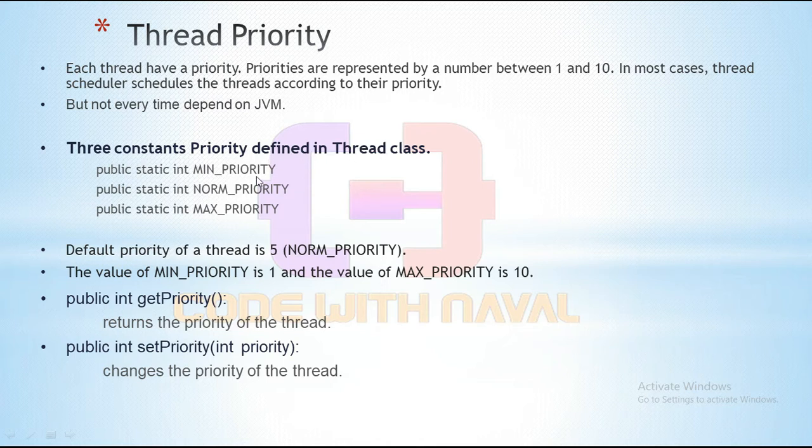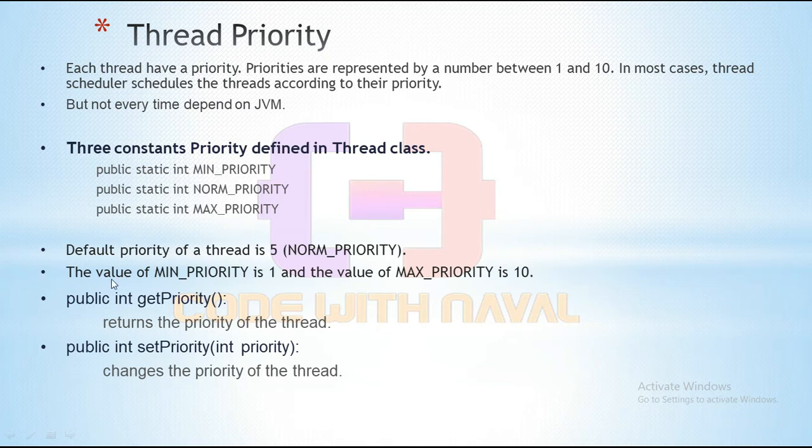First one is MIN_PRIORITY, then NORM_PRIORITY, and then MAX_PRIORITY. You can see the default priority of a thread is 5. NORM_PRIORITY is 5, the value of MIN_PRIORITY is 1 and the value of MAX_PRIORITY is 10. We can simply pass this number, or we can pass these constant variable names: MIN_PRIORITY, NORM_PRIORITY, or MAX_PRIORITY.